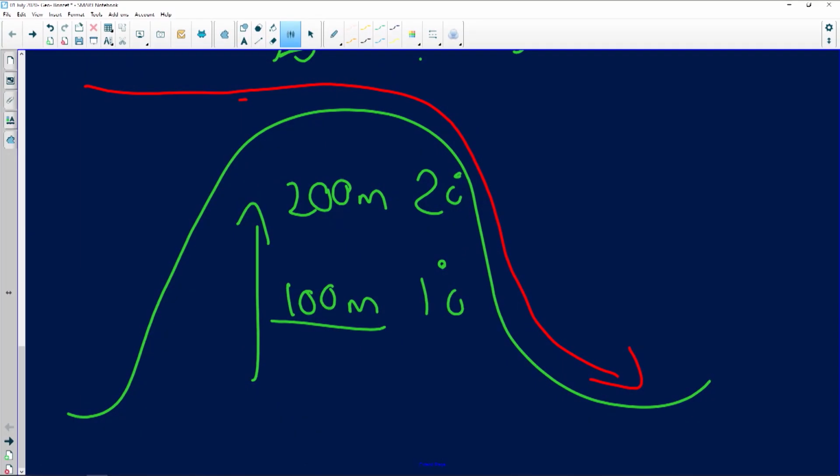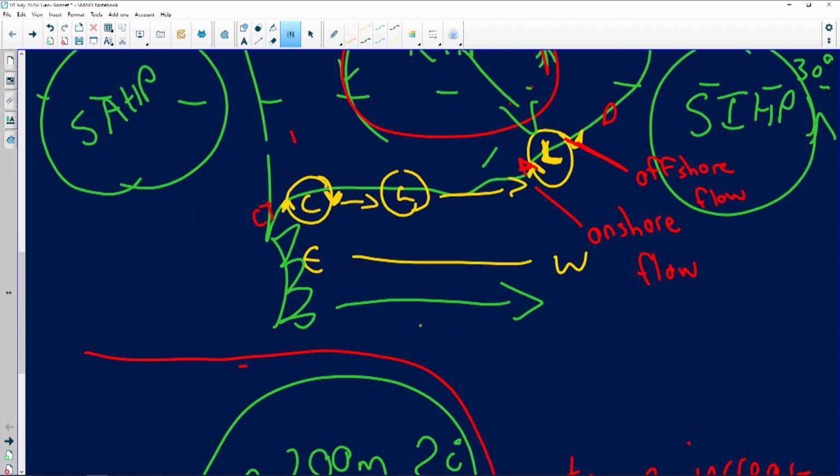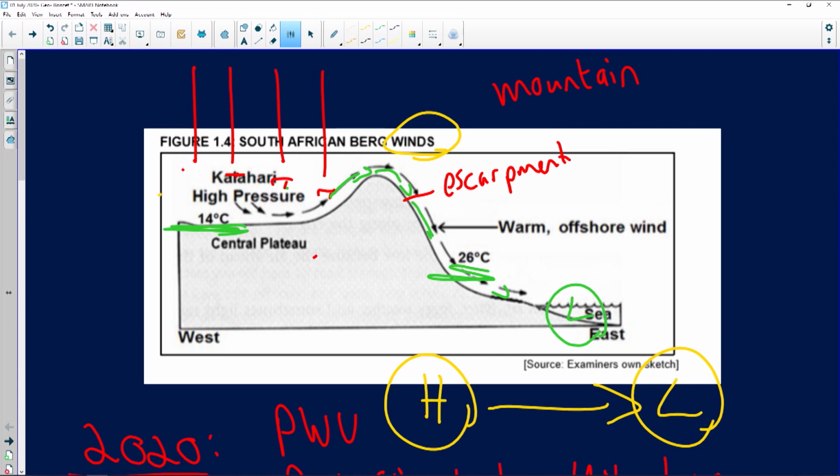So what's going to happen with the temperature? It's going to warm up. So remember, the rule of thumb is for every single 100 meters, the temperature usually decreases with a degree Celsius. But now we're going down. So eventually what's going to happen for every 100 meters we're moving down? Temperature will increase. Okay. So what happens over here? As the air moves down the escarpment, it warms up. For every 100 meters it goes down, it gets 1 degree warmer.